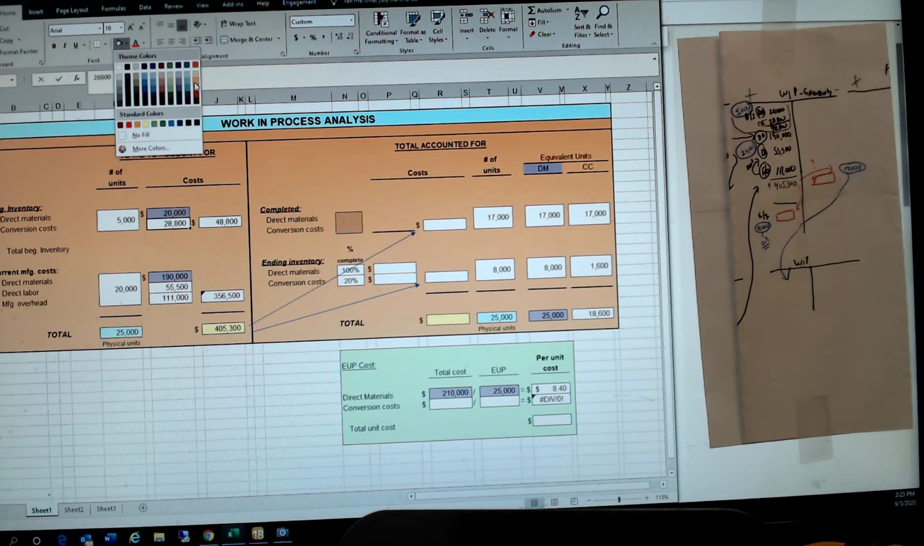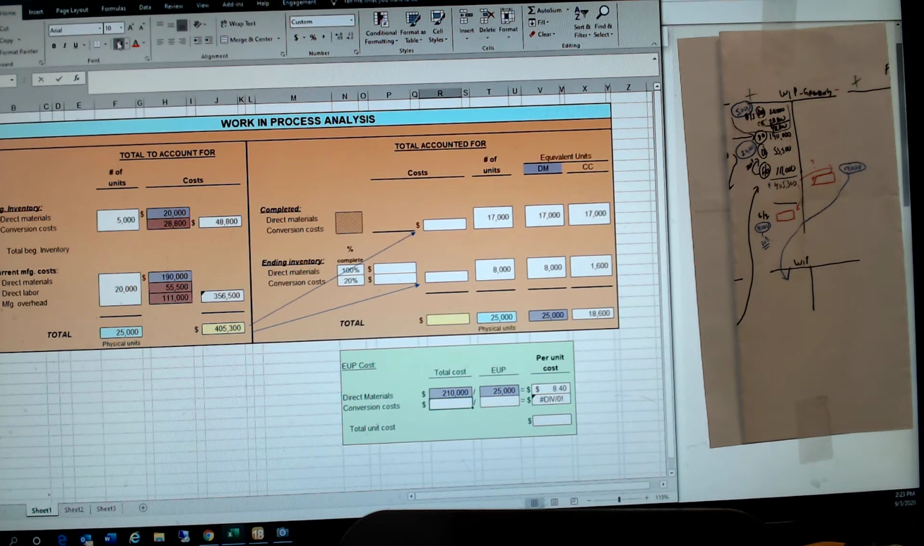What I started with. What color do you like? Let's say, I already have green. Let's go with that one, a little bit darker. There's my three conversion costs. Let me add them up. Plus this, plus this, plus this. Total conversion cost, 195,300. And for 195,300, how many equivalent whole units did I produce in terms of conversion costs? 18,600.